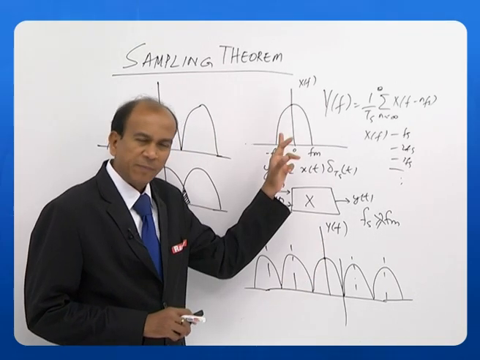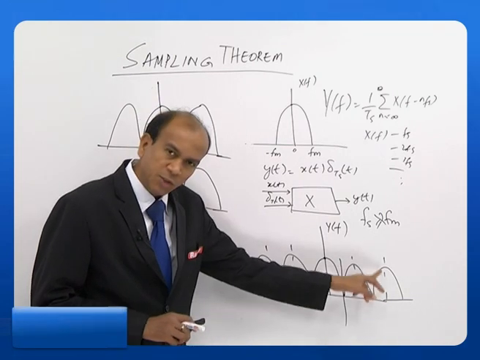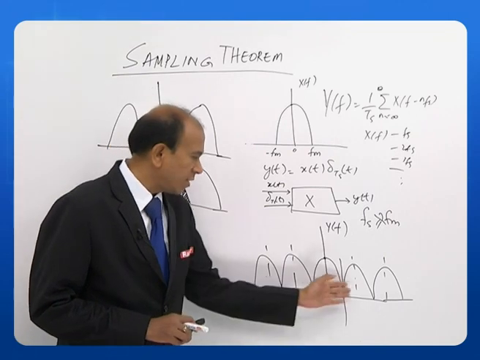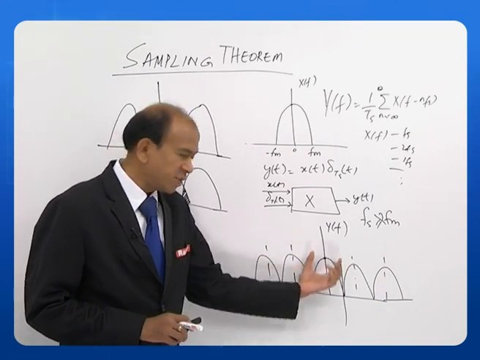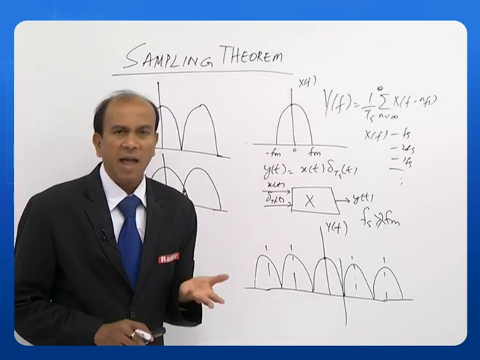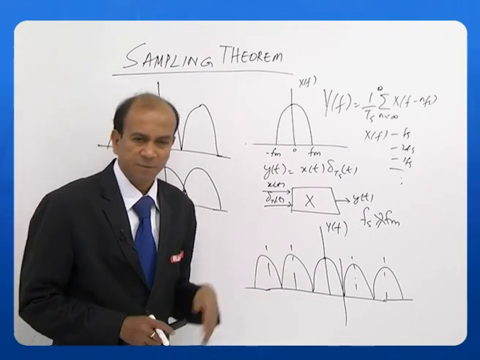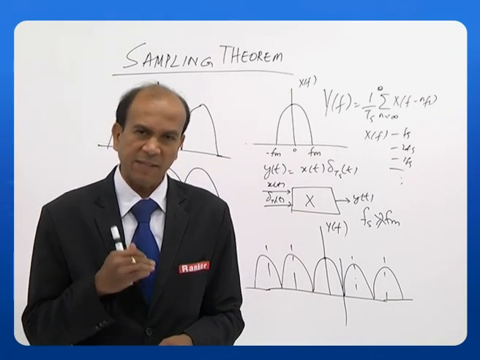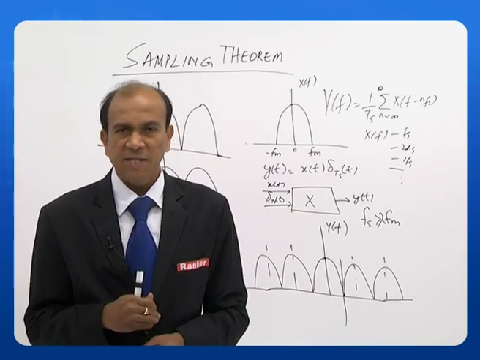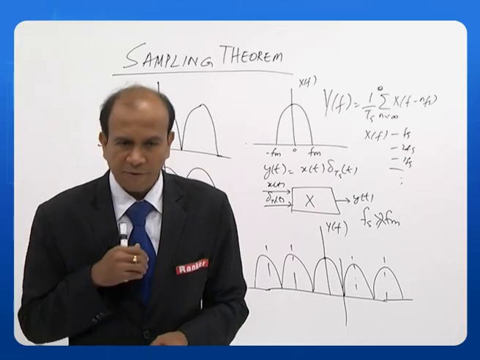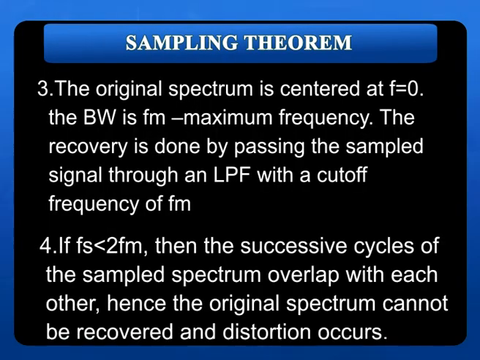So, to get this from that, what do I have to do? I have to pass this through a low pass filter, which is having a bandwidth of Fm. Once that is done, all these components will be removed and only this will be present at the output of the low pass filter. What should be the bandwidth of the low pass filter? It should be Fm, which is the maximum frequency of the signal. That means, I should pick up a low pass filter which is having a cutoff frequency equal to the maximum frequency of the original signal, isn't it? Once that is done, we pass this Y of f through a low pass filter, the output will be X of f.